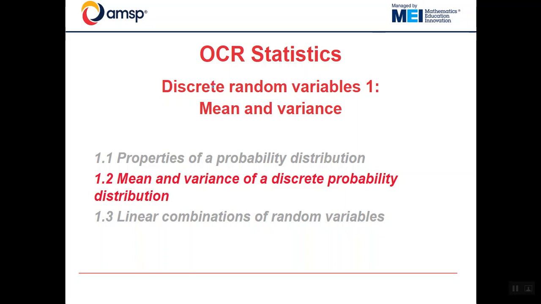OCR Statistics, Discrete Random Variables 1, Mean and Variance. This is video 1.2 on the mean and variance of a discrete probability distribution.